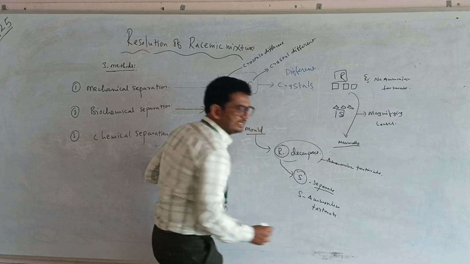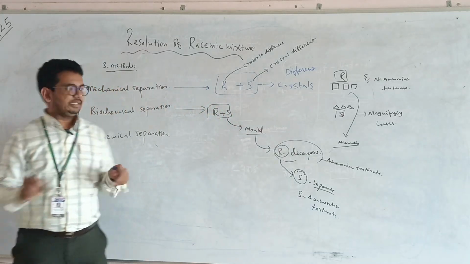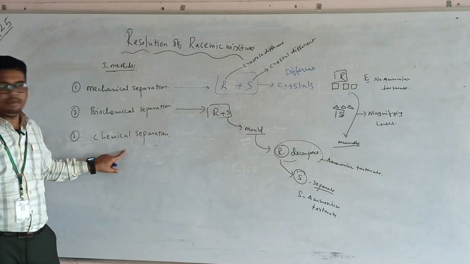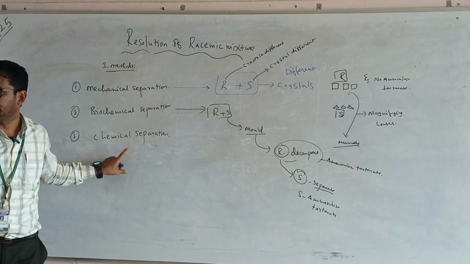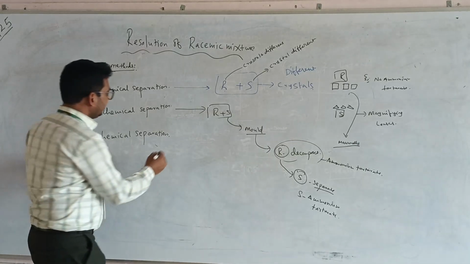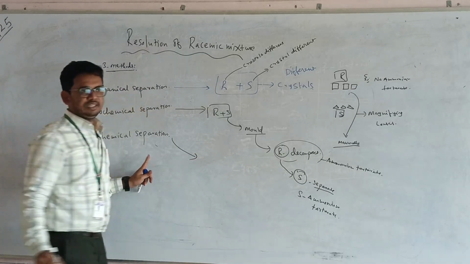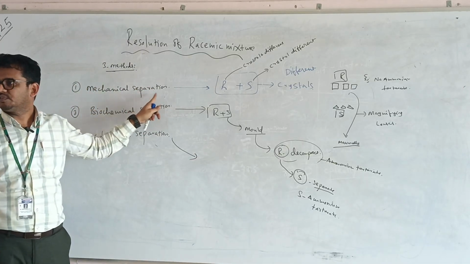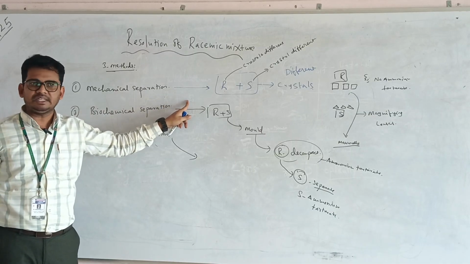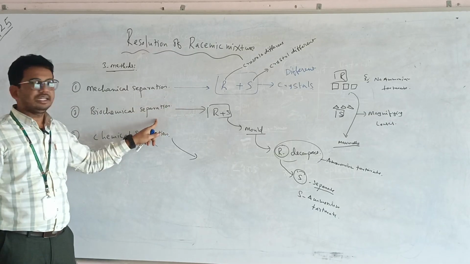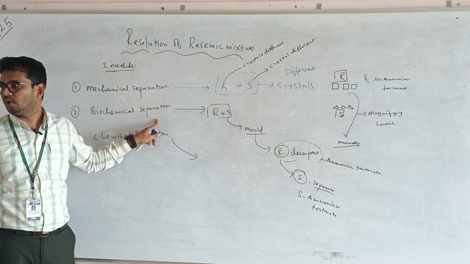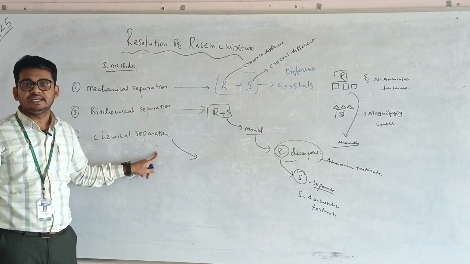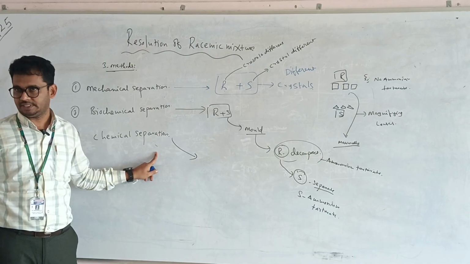I think these two methods are clear. This one is also very simple. I will finish within 2 minutes, don't worry. Now, chemical separation. This is the perfect method for separation. We do not use the previous method much because there are more chances of decomposition and deterioration, damaging both. But in this case, it gives the chemically pure enantiomer.